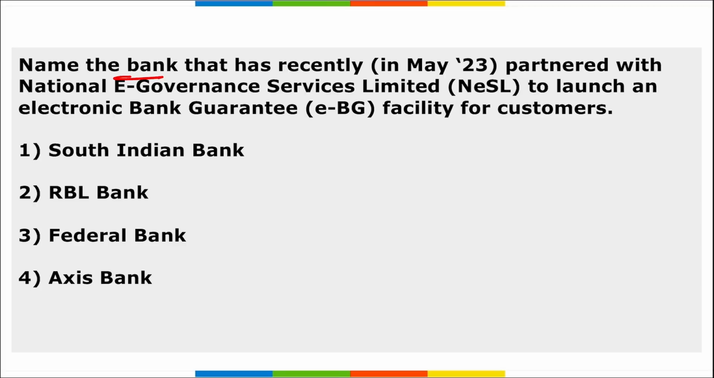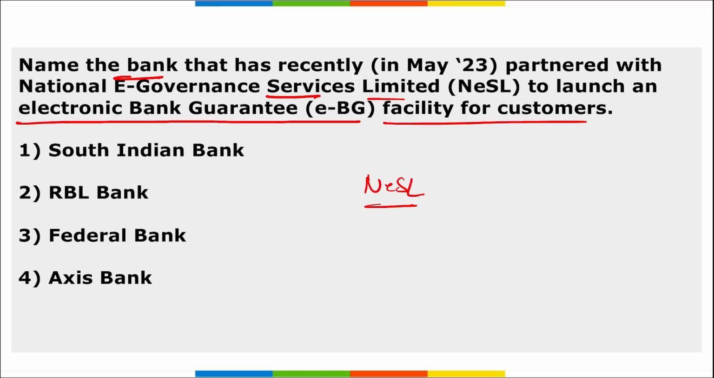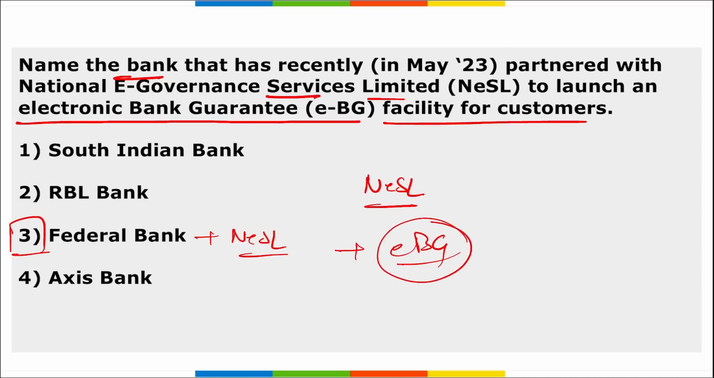Name the bank that recently partnered with NESL, that is the National E-Governance Services Limited, to launch an electronic bank guarantee facility for customers. It is Federal Bank. They partnered with NESL to launch EBG, that is electronic bank guarantees. These are the guarantees provided by banks for infrastructure or for any payment, right? It is basically a safe and secure platform so that business activities can be more convenient. Earlier these physical bank guarantees used to take 3 to 4 business days, but now being digital, it takes just 1 business day to get approved.